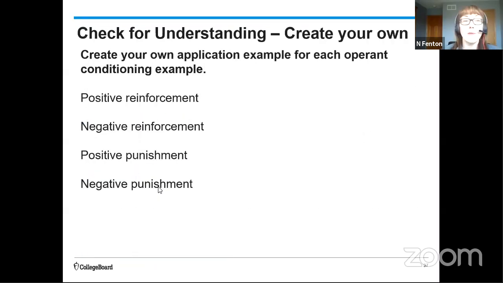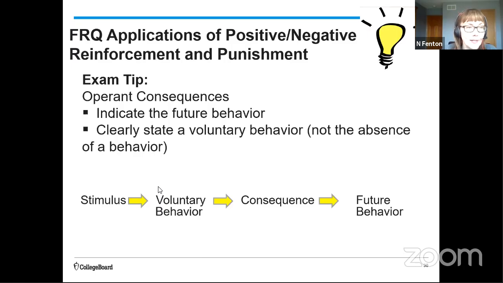So for your own practice, I would strongly recommend you pick a scenario and create an example of each of the 4 consequences. Create your own application. Write out the whole thing and then double check to make sure that you have all those pieces. You have the behavior increasing or decreasing. You've clearly indicated the addition or the subtraction and why it's positive or negative. So again, this is that formula for success. You want to have a stimulus, a voluntary behavior, a consequence, and a future behavior.